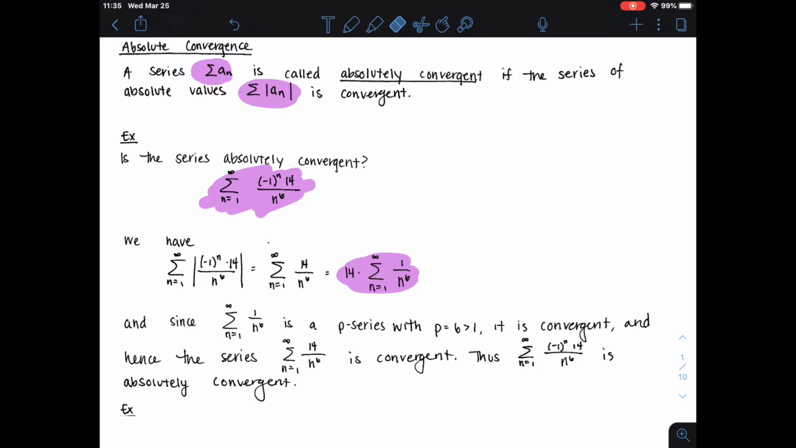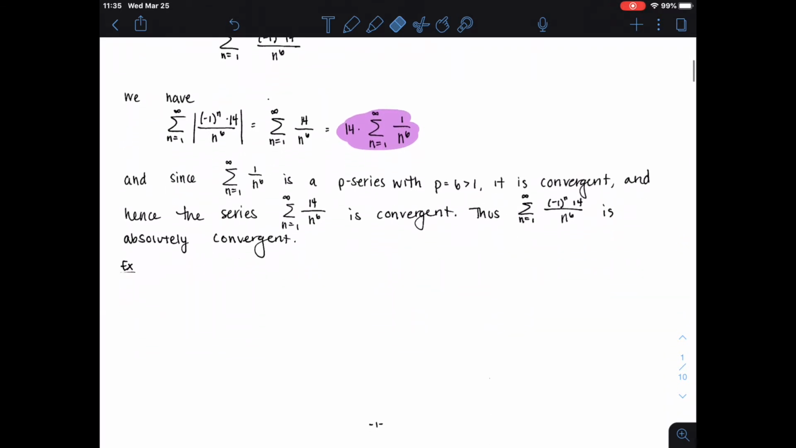So you could have gone and applied the alternating series test to this, but you don't really need to because absolute convergence is much stronger. You're taking something that could be alternating and now assuming everything is positive, showing that's convergent. We're going to see that it's going to make the original series we start with convergent as well. So let's look at another example of something that's not absolutely convergent.